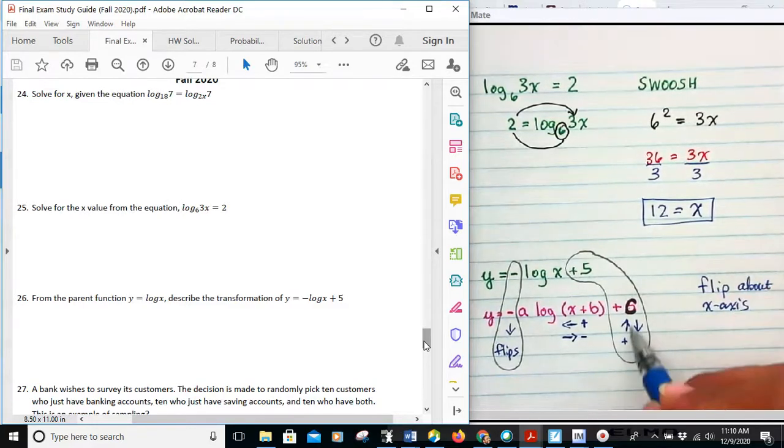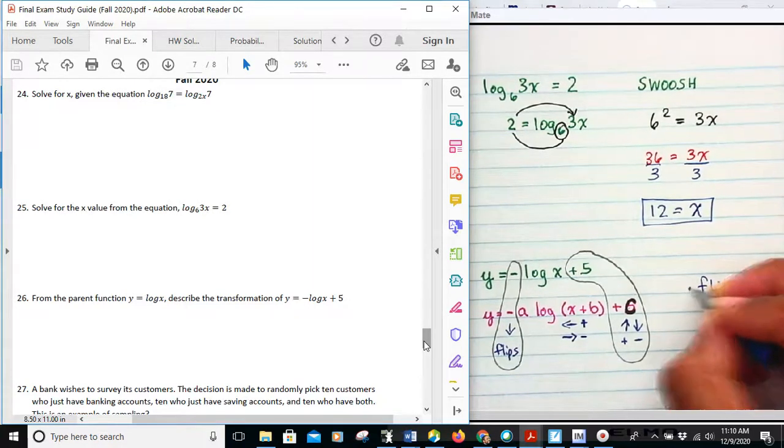And it moves, and say positive. Yeah, if it's positive here, sorry. Positive means it's going up. So we say it moves up 5.